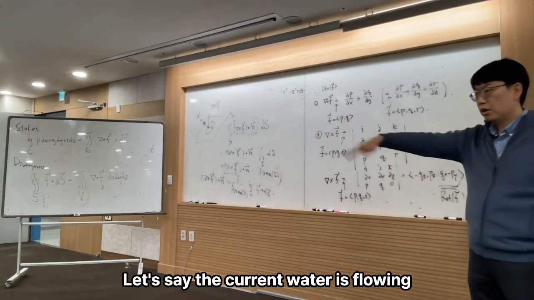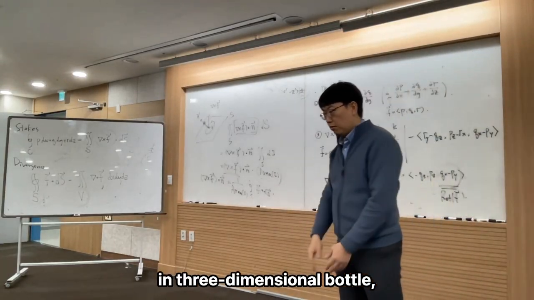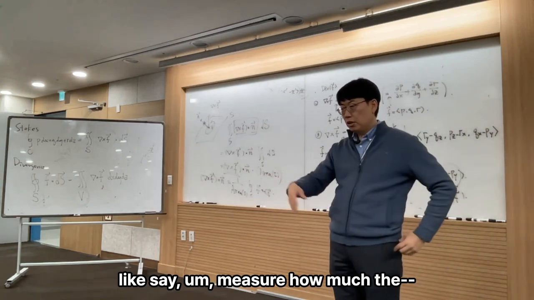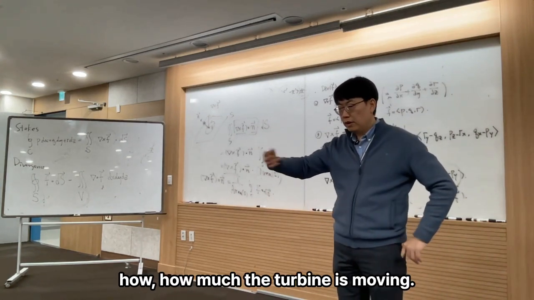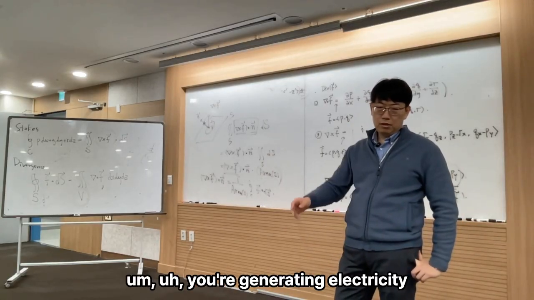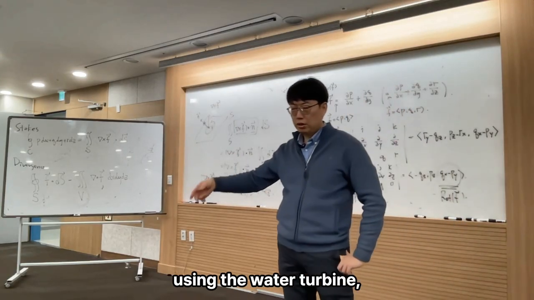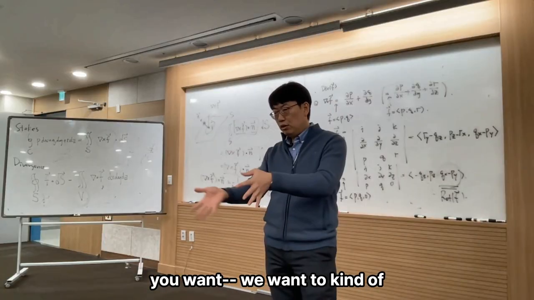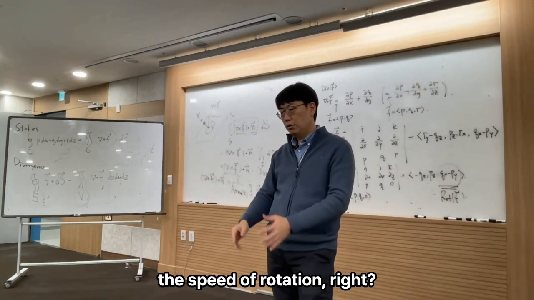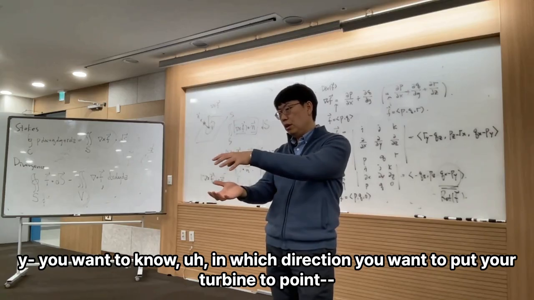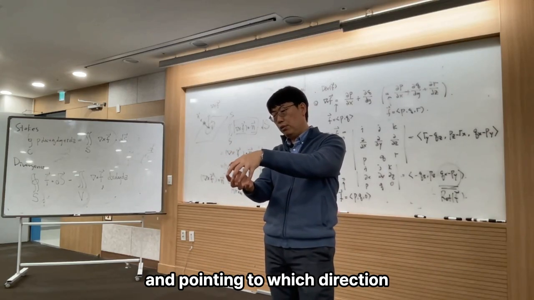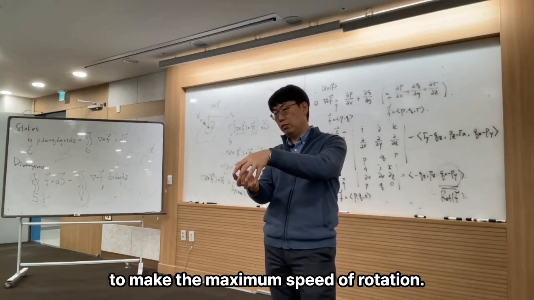Let's say the current water is flowing in a three-dimensional bottle, and you want to measure how much the turbine is moving. Let's say you're generating electricity using a water turbine. Then we want to maximize the speed of rotation, right? So you want to know which direction to point your turbine to get the maximum speed of rotation.